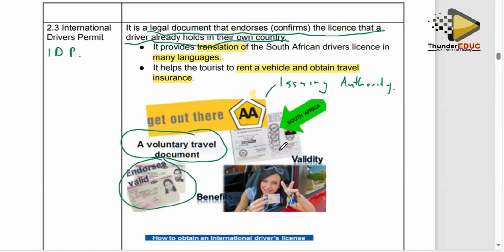Then it is valid for a certain period of time. Then the benefits are that you can drive in a foreign country. Then it translates the South African driver's license in a foreign country. And it also allows you to rent a vehicle or to obtain travel insurance. That is basically the information when it comes to an international driver's permit.